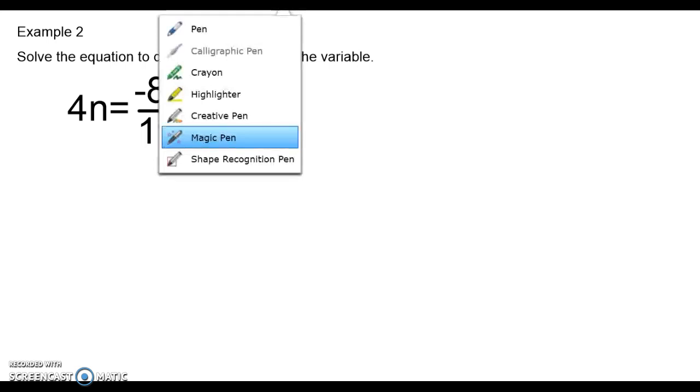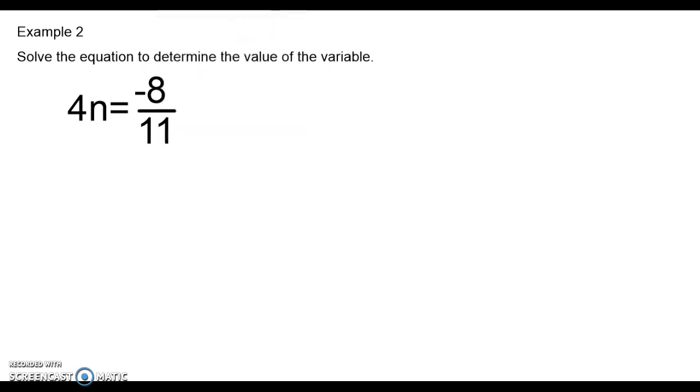All right. Copy this down. Example 2. Solve the equation: 4n equals -8 over 11. Again, we got the variable on the left side. We want to isolate it. So think about what operation is being done to the variable. Well, here the variable is being multiplied by 4. So we're going to do the opposite. We will divide both sides by 4. Okay. So let's divide this side by 4.